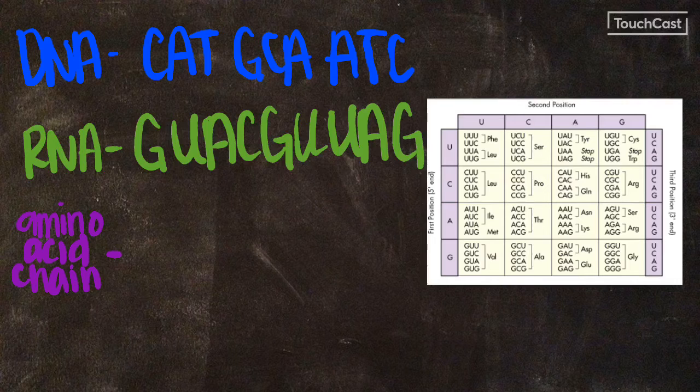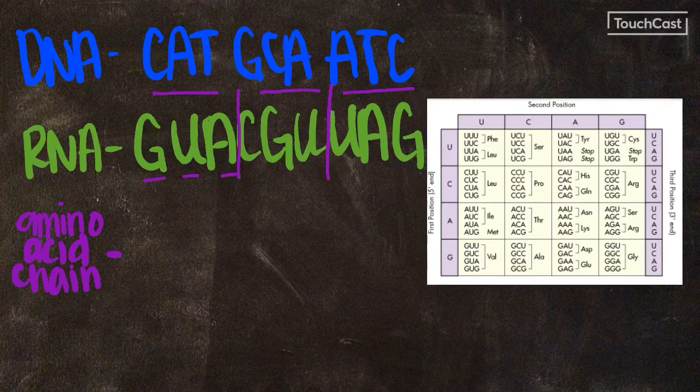I then need to convert my RNA into amino acids. And the way I do that is I break them into codons. And those codons are always 3 long. Each codon has 3 pieces within it. We have a first position, a second position, and a third position, and we're going to use those positions to figure out what each codon codes for.